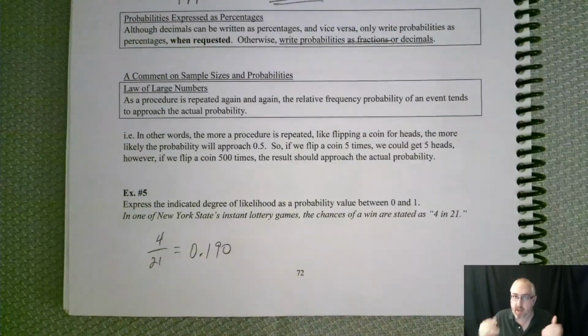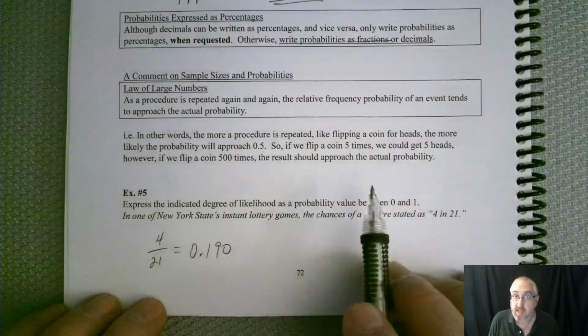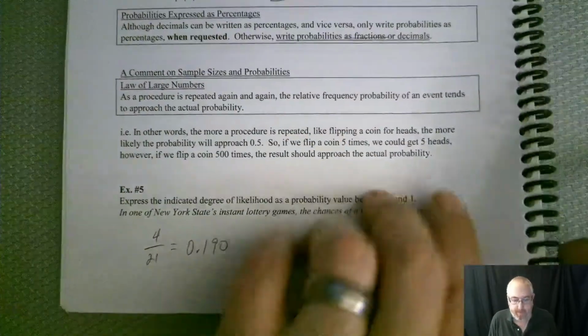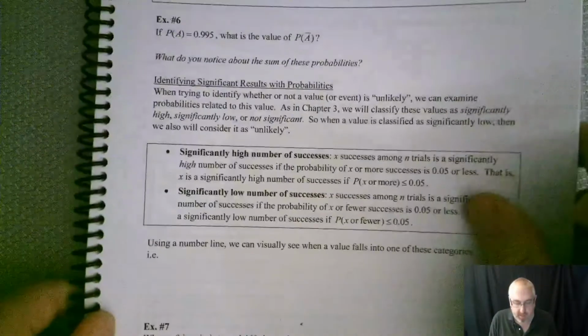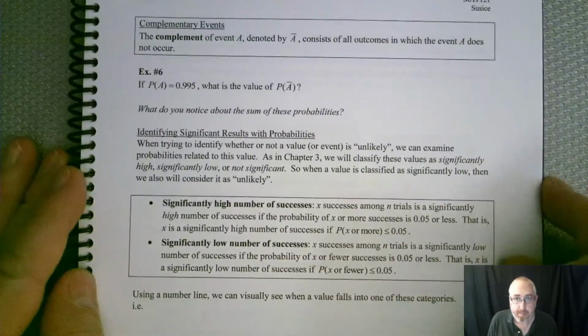Again, just cleaning up some loose ends with probabilities. So we know about rounding. We know we can't trust probabilities based on small sample sizes. And we don't like using percentages unless it's requested. All right. So let's take a look at one more piece and then we'll pause this video.